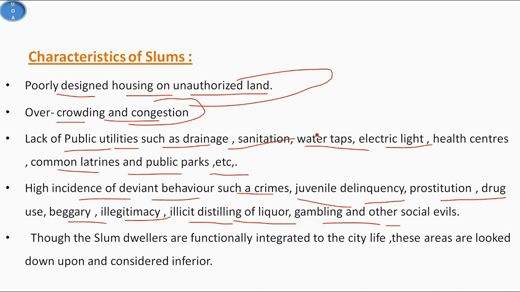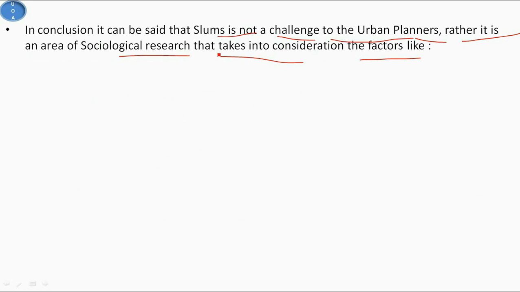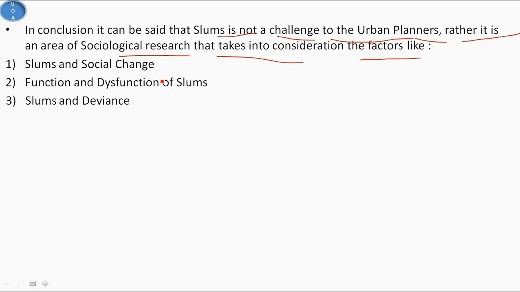Then J.S. Gore in his book Sociology of Slums said that the slums are other cultures that do not carry commonalities with Sanskrit Hindu culture. Therefore, protest movements coming out from the slums question the unity and integrity of Indian society. In conclusion, it can be said that slums are not a challenge to the urban planners, rather they are an area of sociological research that takes into consideration factors like the slums and social change, function and dysfunction of slums, and the slums and deviance.